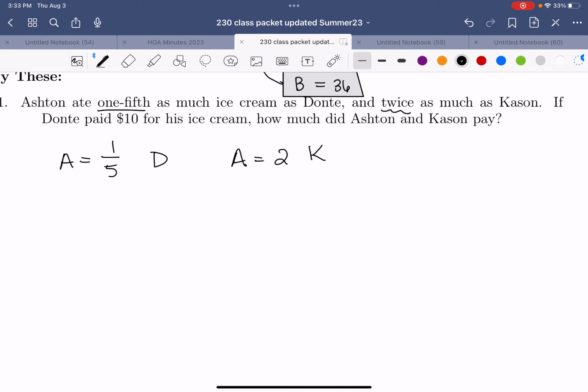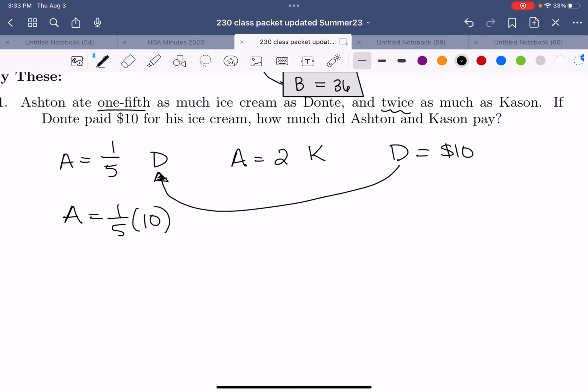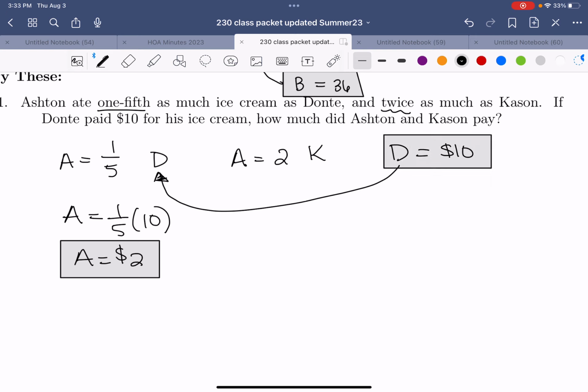Okay. Then the comment here is that Dante paid $10. So Dante equals $10. And really, I can then just work my way back. So let's see. If I say Dante equals $10, I can bring that back here and say then that Ashton is 1/5 of that $10. And 1/5 times 10 gives me $2 for Ashton. And I got my $10 over here for Dante, if I'm finding all three.